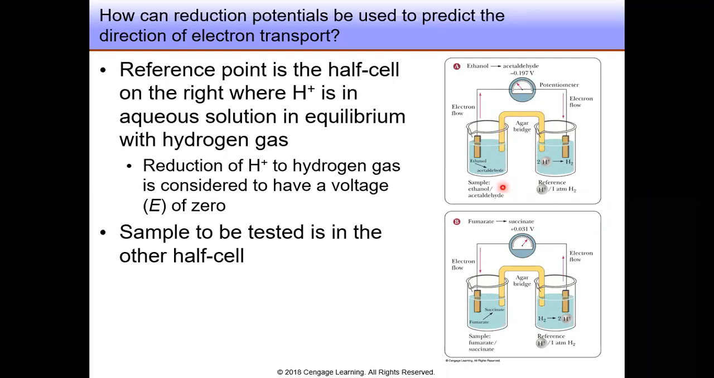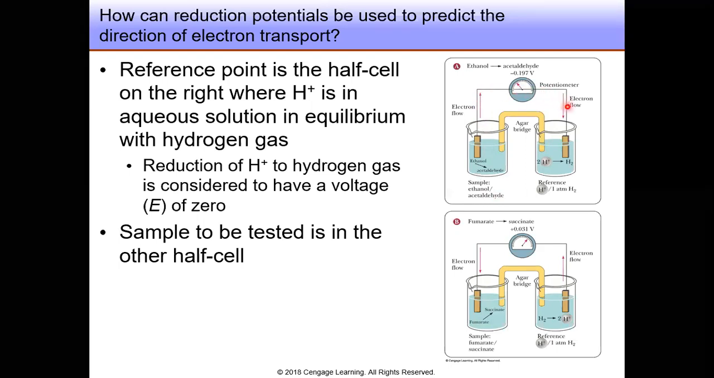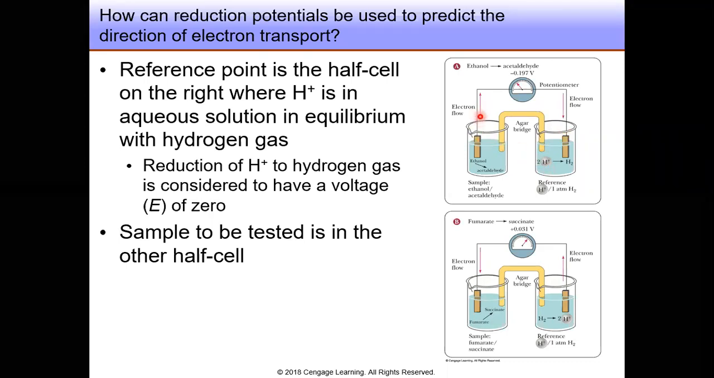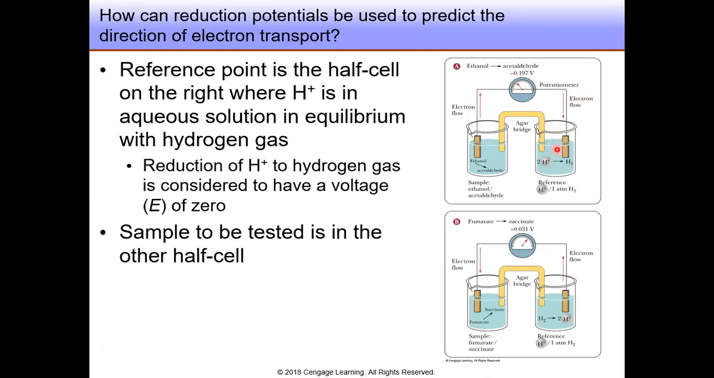Okay, now how can reduction potentials be used to predict the direction of electron transport? In this figure, part A now shows what happens when ethanol is oxidized to acetaldehyde. When we put it in this sample half cell, as you can see here, electrons flow away from the sample cell toward the reference H. This means that the hydrogen ion is being reduced. You remember, loss of electrons is oxidation and gain of electrons is reduction.